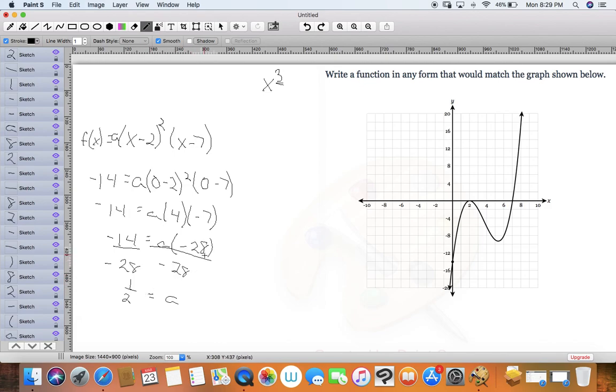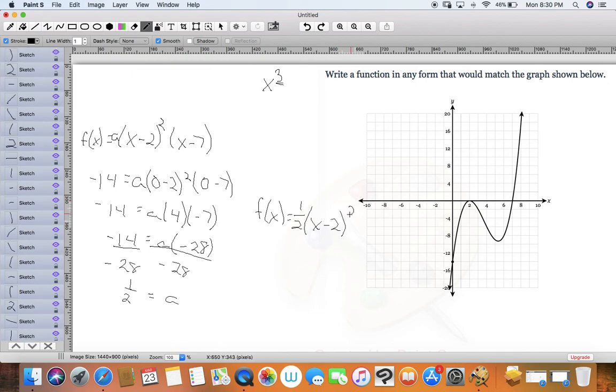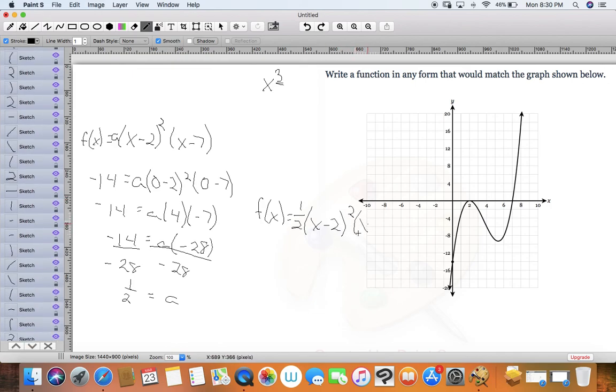So our final answer is going to be f of x equals a positive 1/2 times x minus 2 squared, again because of that bounce, and then x minus 7.